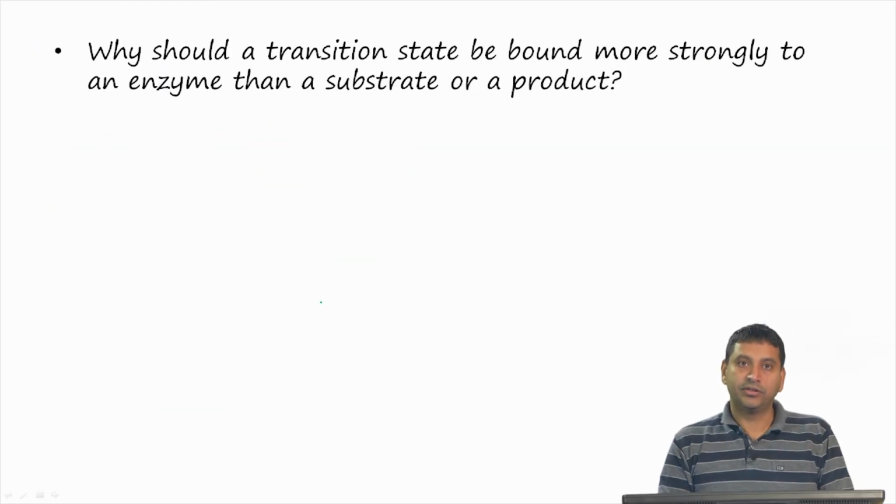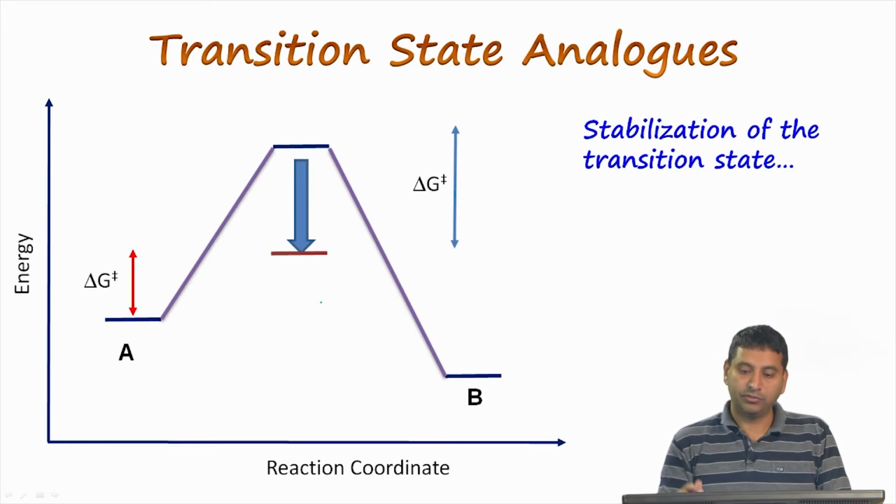So, the next question is, why should a transition state be bound more strongly to an enzyme than a substrate or a product? Let us go back and look at some of the concepts that we looked at, which is basically transition state analogues.